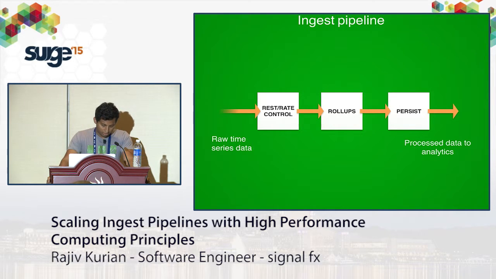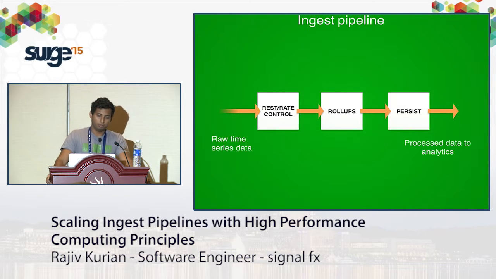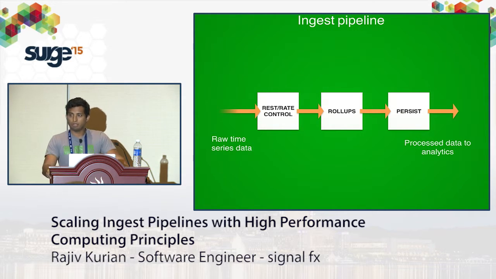So what is the ingest pipeline and where does it fit in? The ingest pipeline is the part of the system which actually ingests this raw data. It's built from a couple of systems. It does simple things like just ingest the data, do some rate control on it. We roll it up using some very simple time series math. And then we send it to downstream systems to be persisted and for real-time analytics.